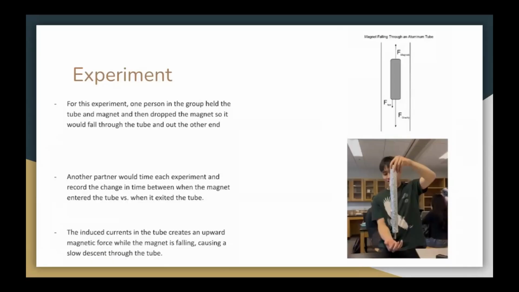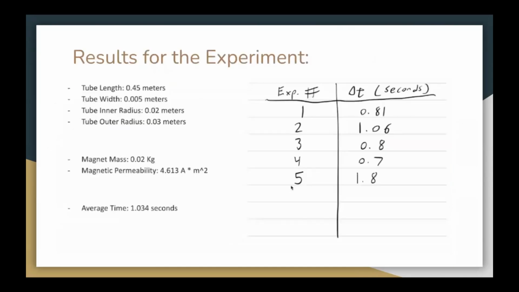For this experiment, one person in the group held the tube, as you can see, and a magnet, and then dropped the magnet so it would fall through the tube out the other end. Another partner would time each experiment and record the change in time between when the magnet entered the tube versus when it exited the tube. The induced currents in the tube create an upward magnetic force while the magnet is falling, causing a slow descent through the tube.